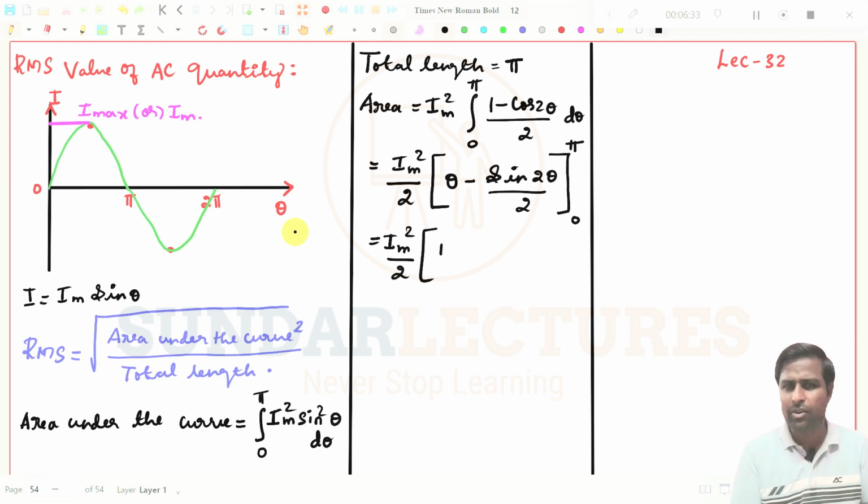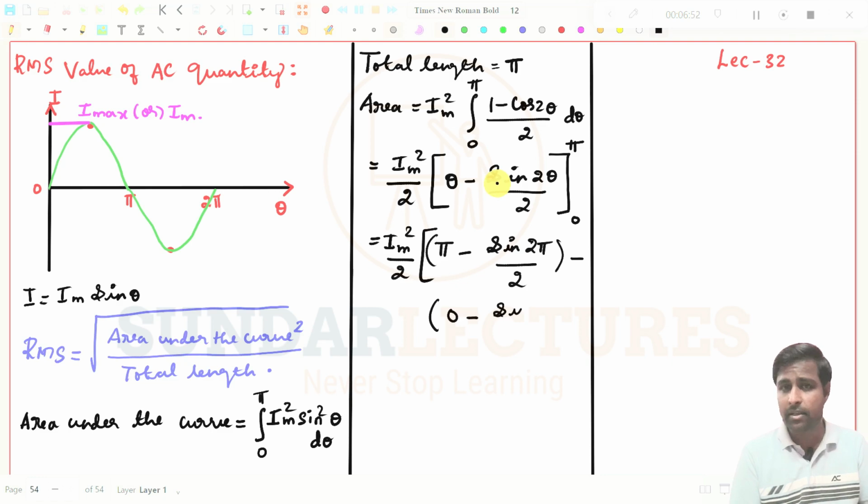Maybe I will do it by myself. Pi minus sine 2 pi divided by 2, that is one term, that is the upper limit. We have substituted the upper limit, and this will be the upper limit, minus the lower limit. If you substitute 0 instead of theta, that will be 0 minus sine 0 divided by 2. That is the lower limit, right?